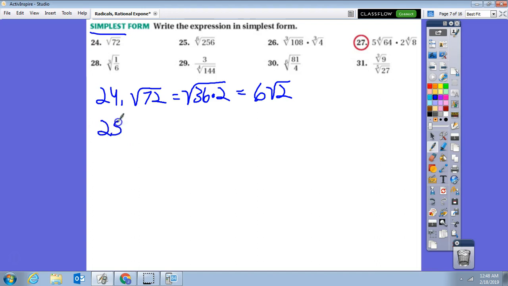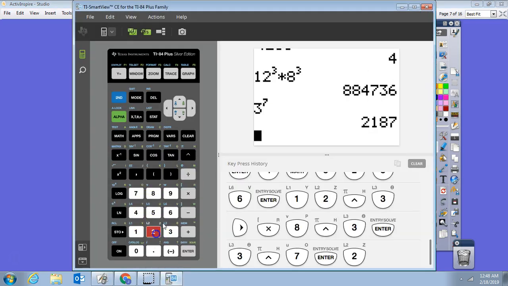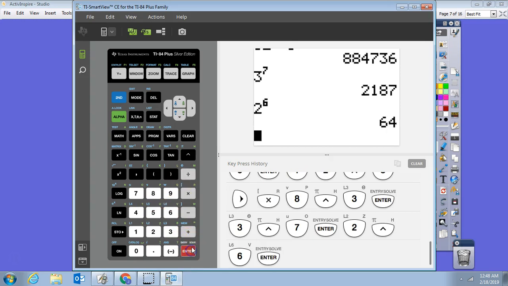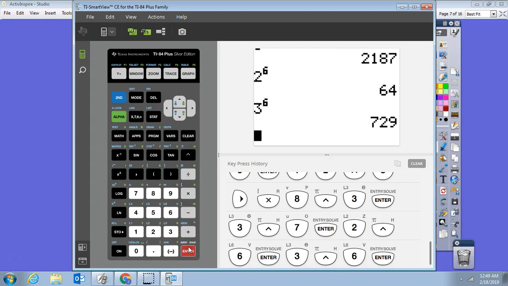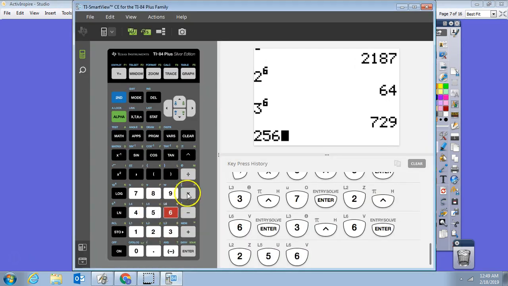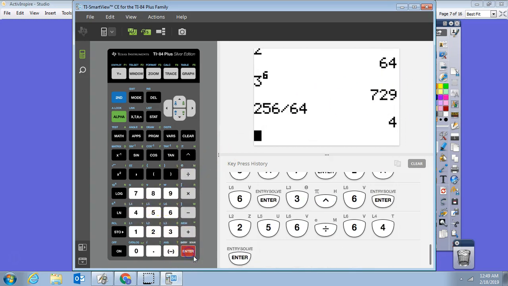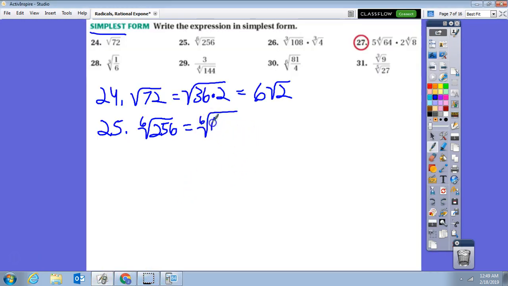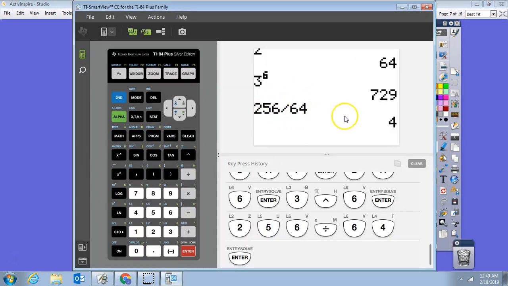So, number 25. The 6th root of 256. We see if we can find a perfect 6th power that divides into 256. 2 to the 6th power is 64. 3 to the 6th power is 729. That's already too big of a number. So I just need to see if 256 is divisible by 64. And it is. 64 times 4 is 256, because 256 divided by 64 is 4.